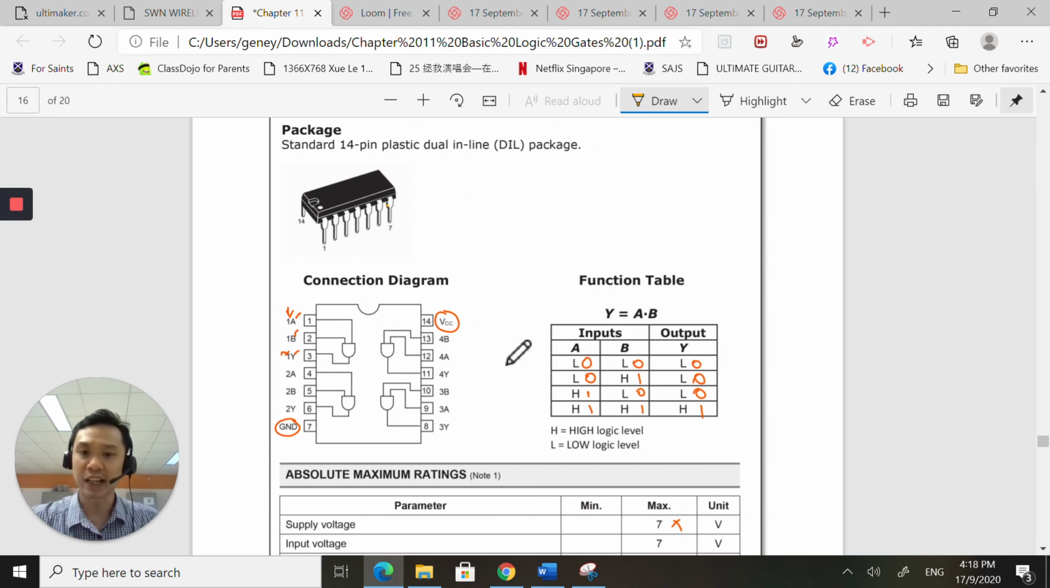Okay, so that is it for the chapter on logic gates, chapter 11. I hope this lecture series gets you a little bit of clarity in understanding the chapter.